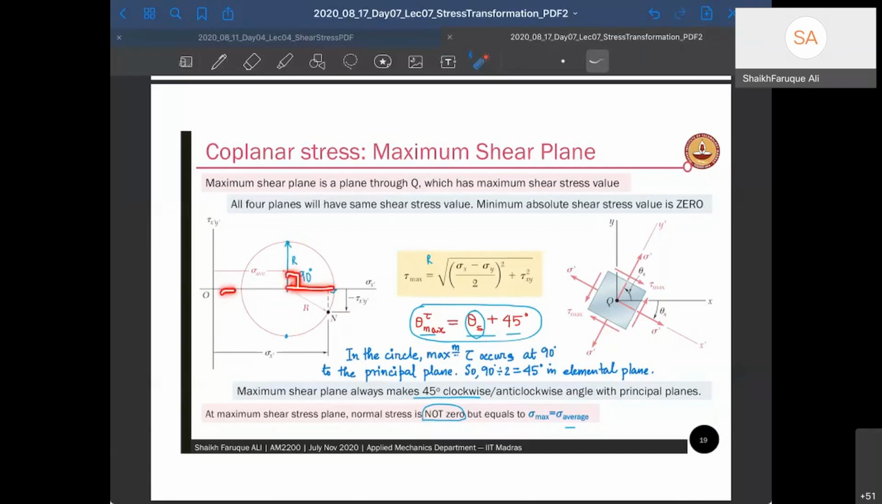This is your principal plane, and this is your maximum shear stress plane, right? So it makes 90 degrees in Mohr's circle. 90 degrees in Mohr's circle is equivalent to 90 by half, which is 45 degrees in the actual material plane, right? But there will be another angle from your xy axis, because your xy axis may not be your principal planes. So that will be theta s plus 45 degrees. All right.